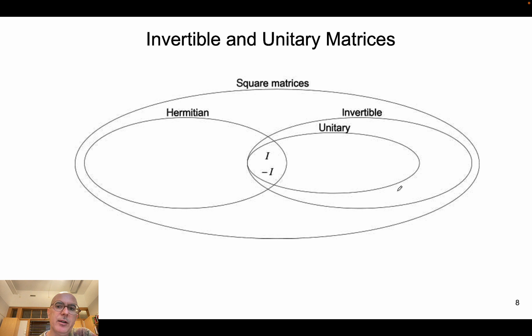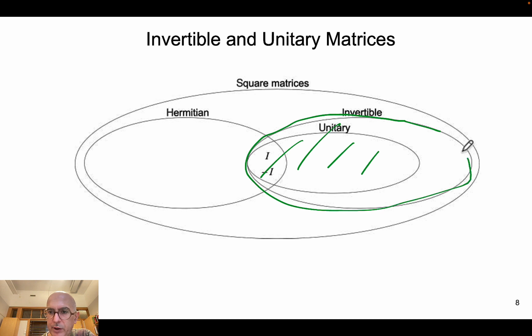This is a nice diagram that expresses the number of matrices and the subclasses. What we are interested in is this subclass here, the unitary matrices. As we can see, they must be invertible. However, not all invertible matrices are also unitary, only the ones for which the inverse is actually the adjoint.